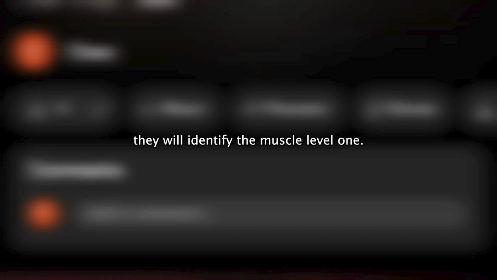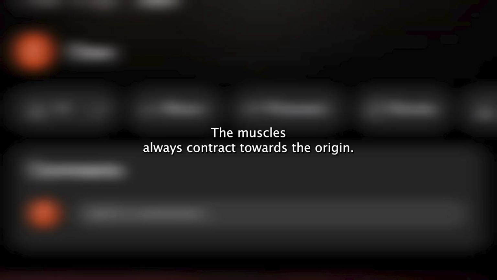And what do you have to know? You have to be able to identify the muscle, number 1. Number 2, you have to know its action. What does it do? And then you have to know the origin and insertion. Okay, so the origin is where the muscle begins, and the insertion is where it ends. Muscles always contract towards the origin. That's an important fact to know.